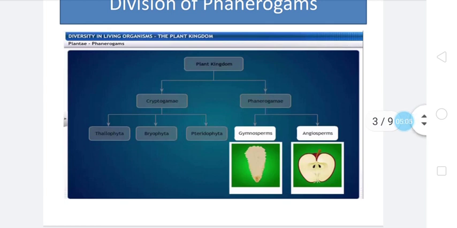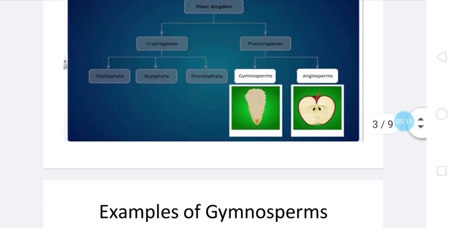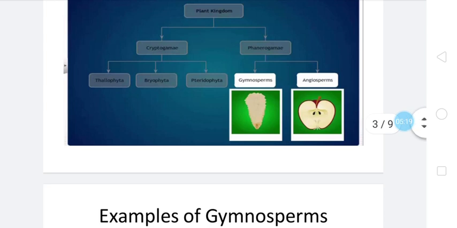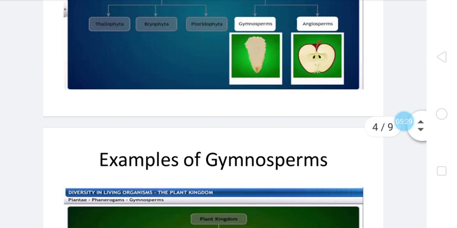Gymno means naked. Gymno means the seeds which are not enclosed in a fruit. The seeds we can directly see with naked eyes, that is called gymnosperms. Whereas angiosperms are where seeds are enclosed inside the fruit. These seeds are enclosed inside the fruit because they need to be protected. Angiosperms are also called flowering plants.